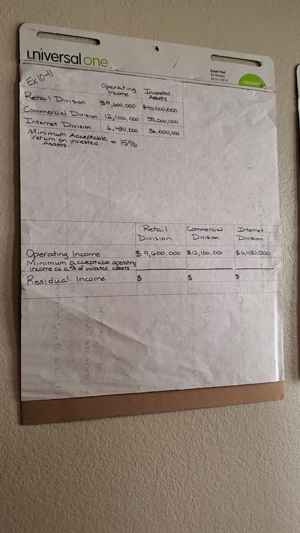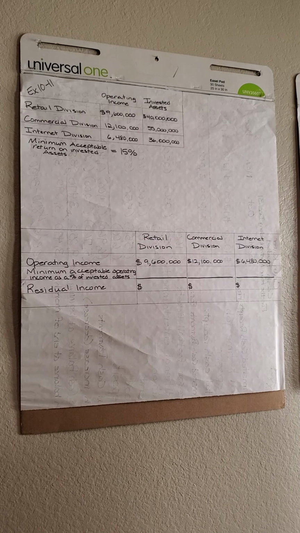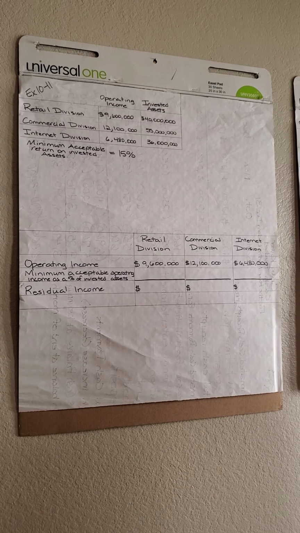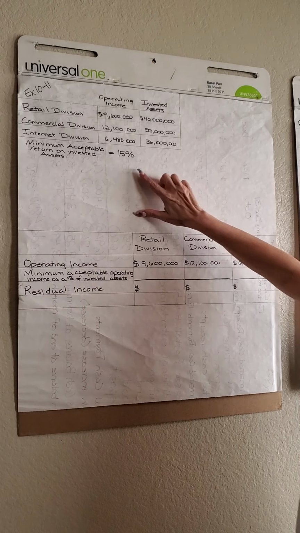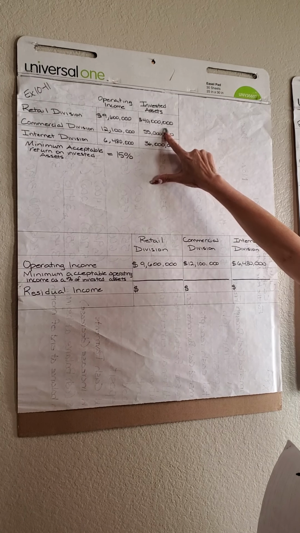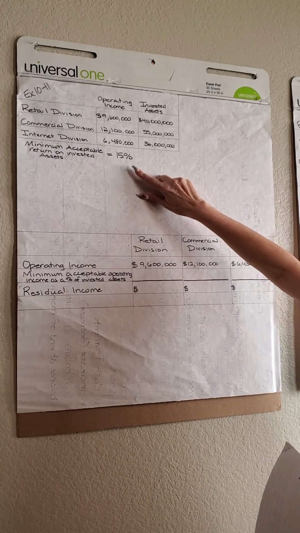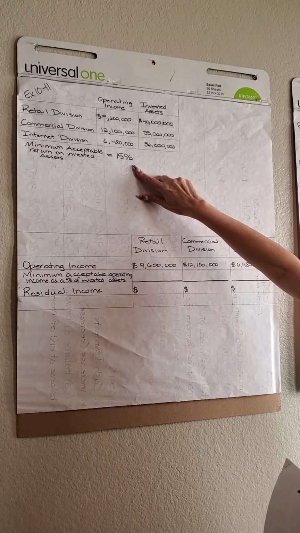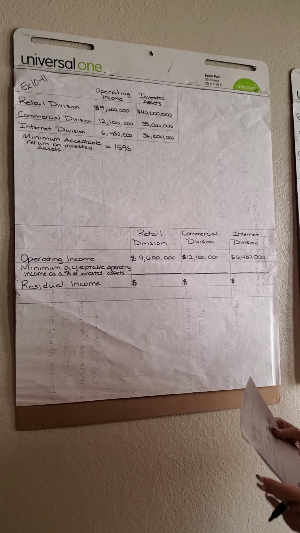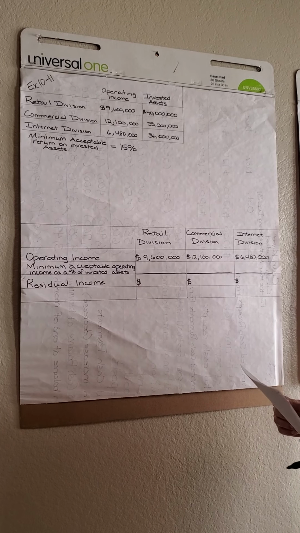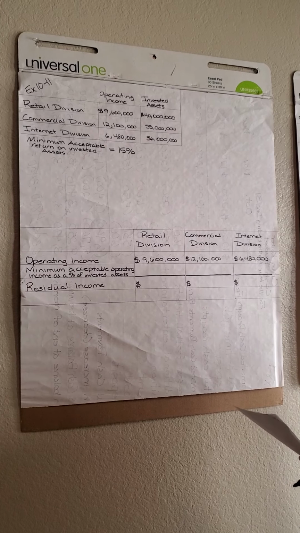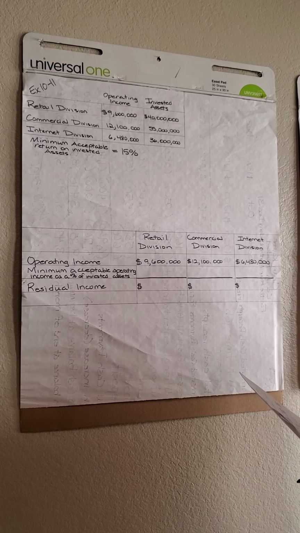So they have three divisions: the retail, the commercial, and the internet division, and they give us the operating income and the invested assets. So what this 15% minimum rate of return means is that for each dollar of assets, we want to pull in 15 cents, or 15% of every dollar, in rate of return. And the problem also tells us that we're going to assume a 15% acceptable return on invested assets.